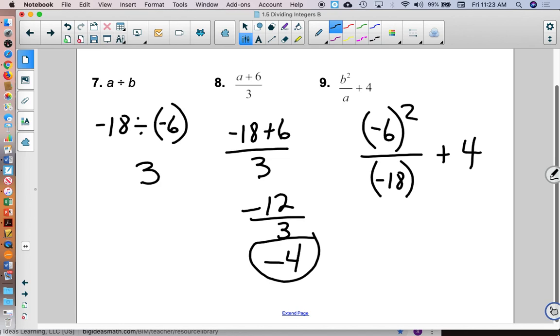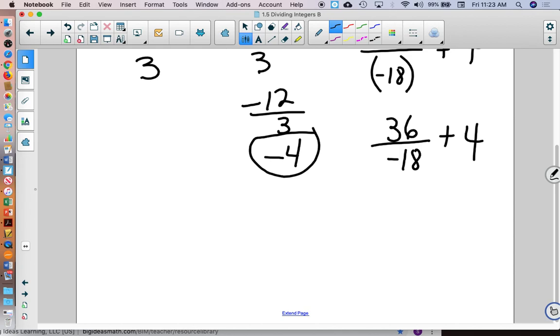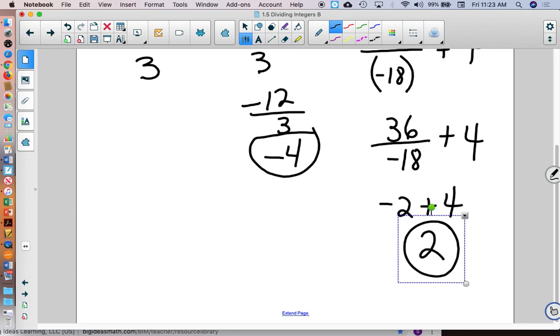Okay. Negative 6 times negative 6 is what? Ben? Negative 6 times negative 6 is 36. 36 divided by negative 18 plus 4. What is 36 divided by negative 18? 2. What kind of a 2? Negative 2. Negative 2 plus 4 equals 2. Negative 6, really? Negative plus positive: same sign, add and keep; different sign, subtract. Keep the sign of the bigger number, then it'll be exact. Bigger number is 4. Gotta subtract. Okay?